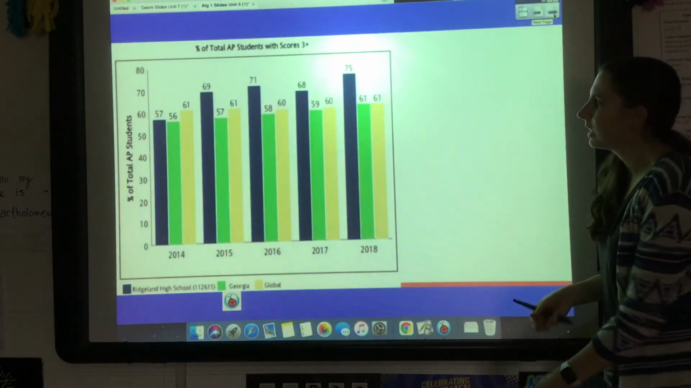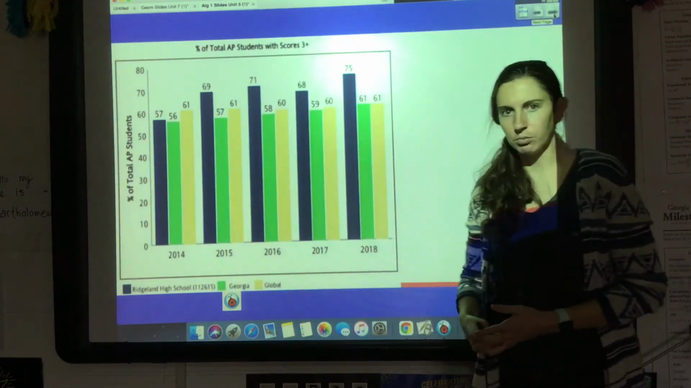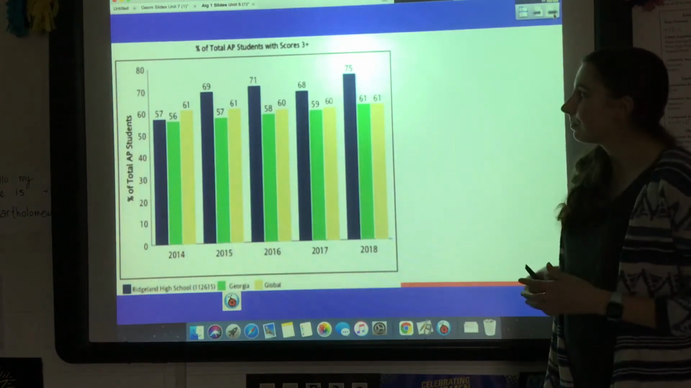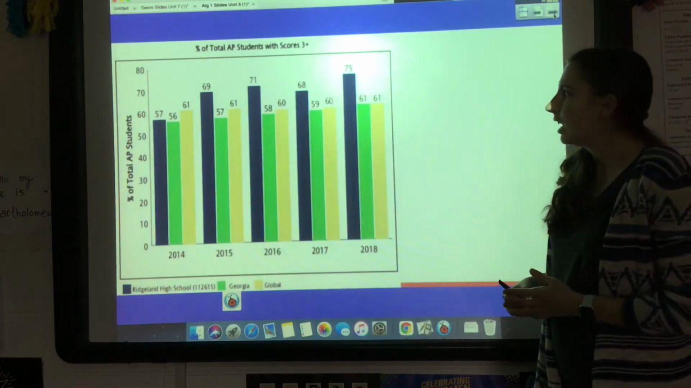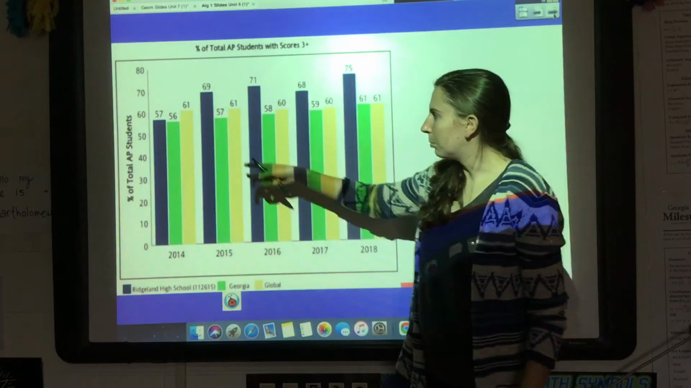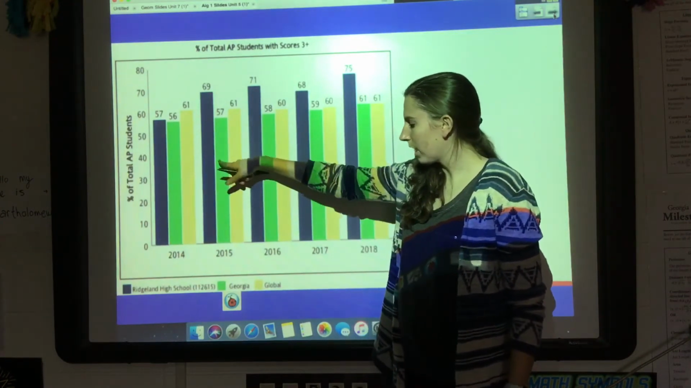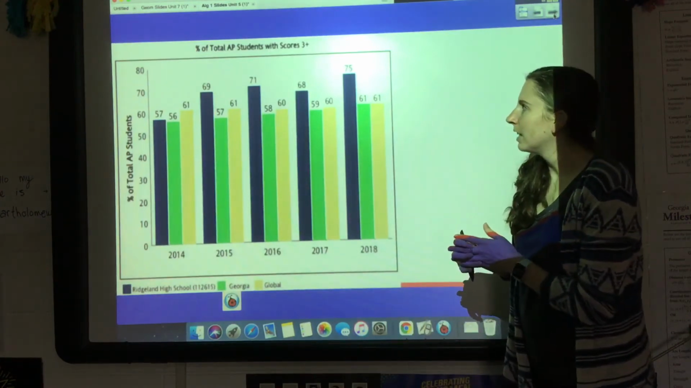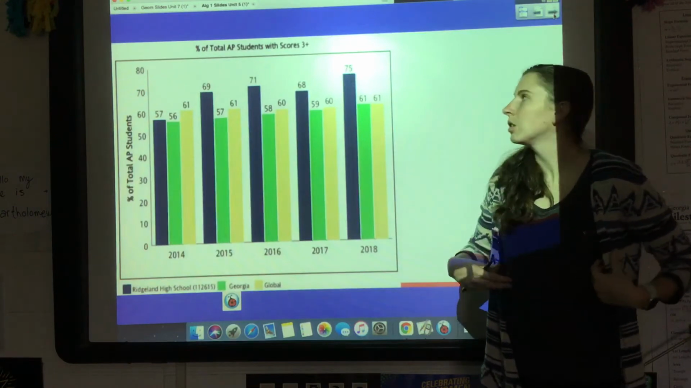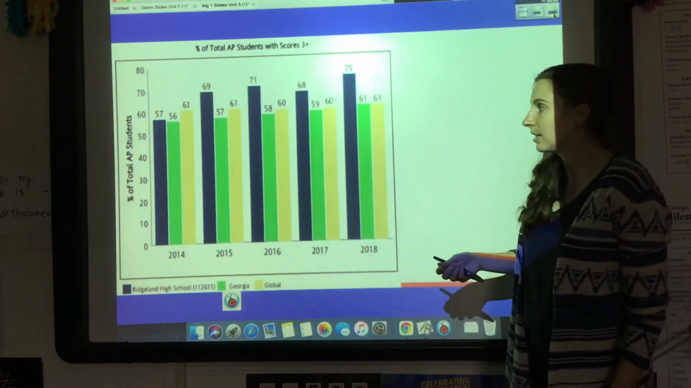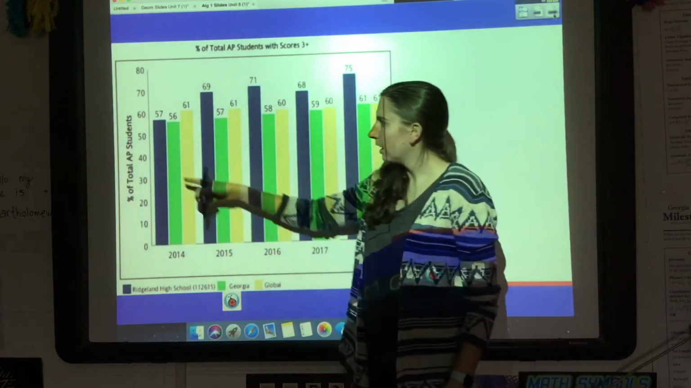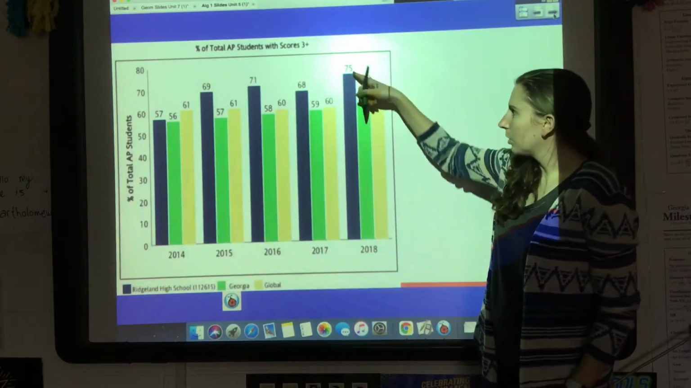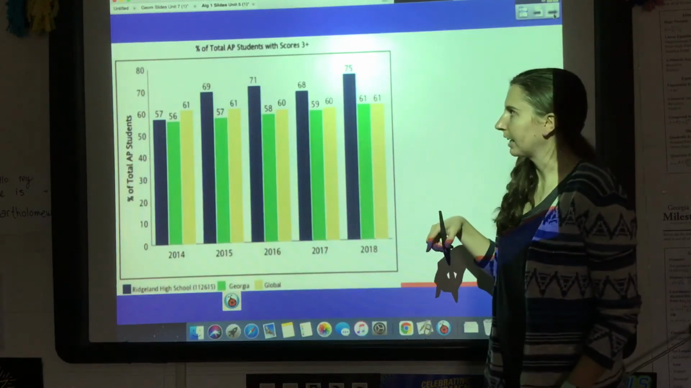Okay, take a look at, this is our data from the Ridgeland High School Honors Academy. I don't have the last couple years, but you'll notice the blue column is Ridgeland students, this is Georgia, and this is the entire globe. So we're doing pretty well. This is the percent of total AP students with scores 3 and above. So did you pass your AP test? In 2014, we had 57% get a 3 or above, but we're currently at 75% getting a 3 or above, which is awesome.